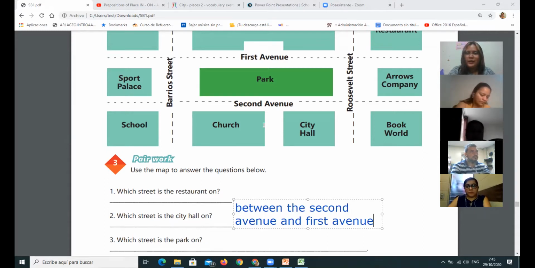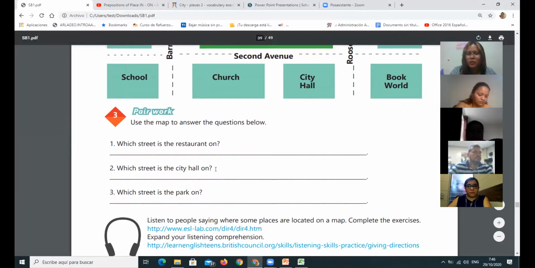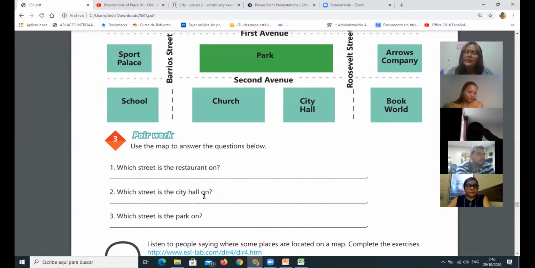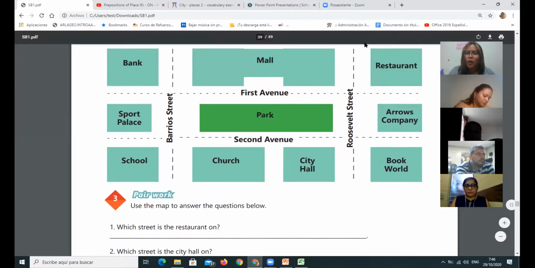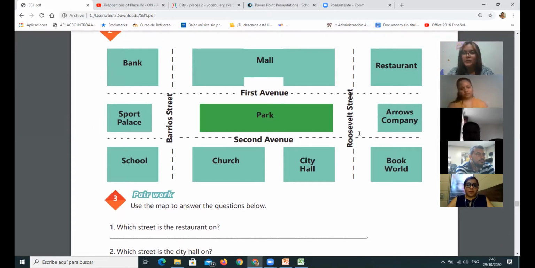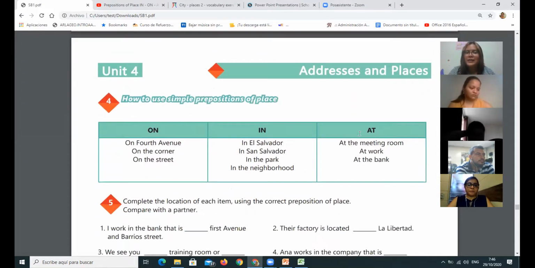So now something that you have to look at: in the question we have on. Which street is the restaurant on? Which street is the City Hall on? That means that in the answer you are going to use on, right? The restaurant is on Roosevelt Street. The restaurant is on First Avenue. So you are going to use on to mention the street. And that is what we have in this lesson.